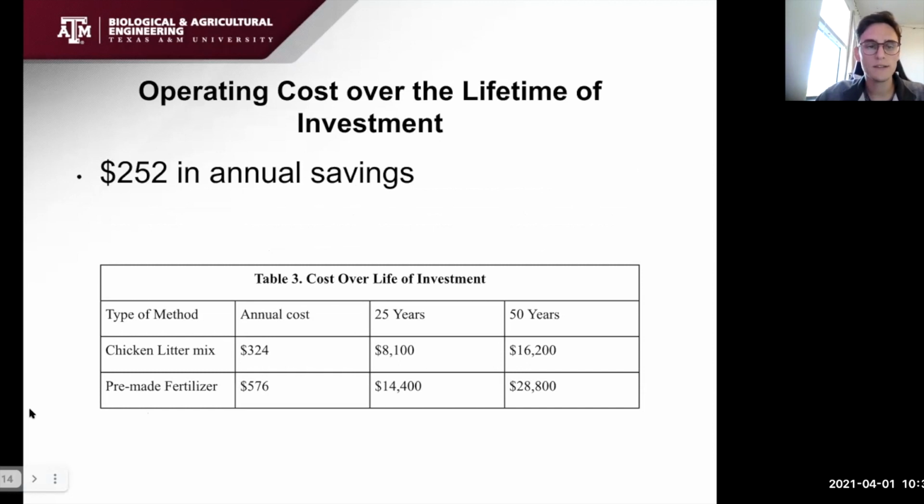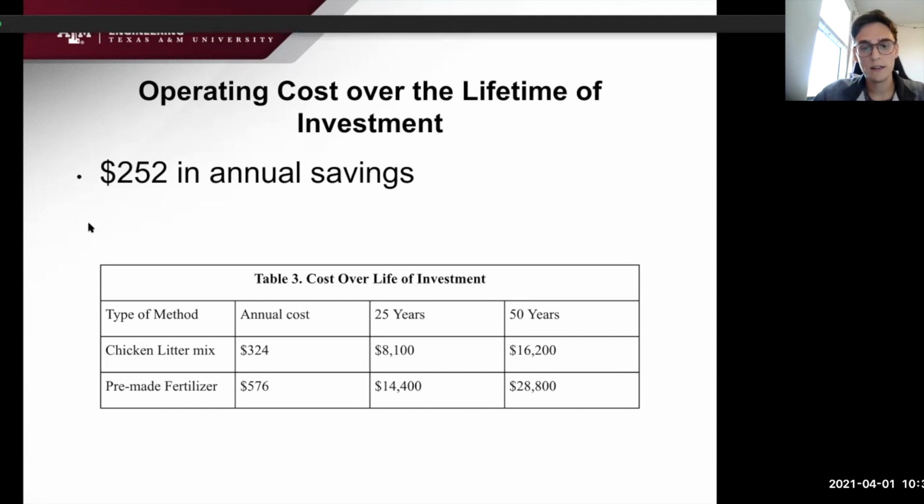So right away, we can see that our method is going to save our client $252 annually. This would give him the chance to put that money back into savings, to increase the size of his farm, maybe increase equipment, or whatever optimization he could get from this.